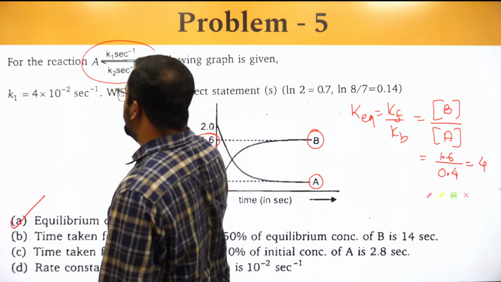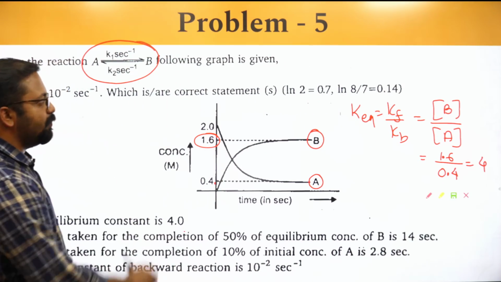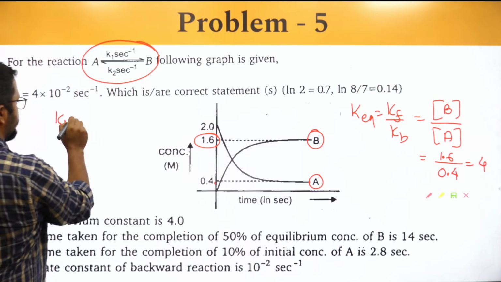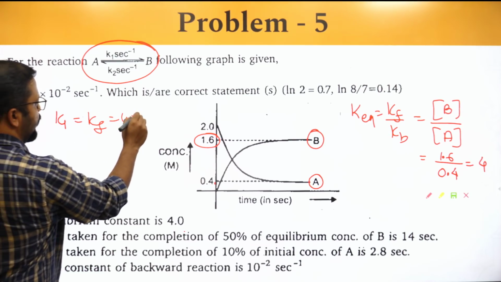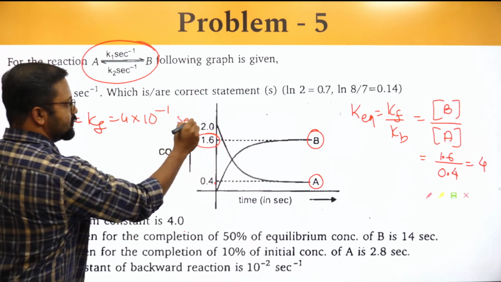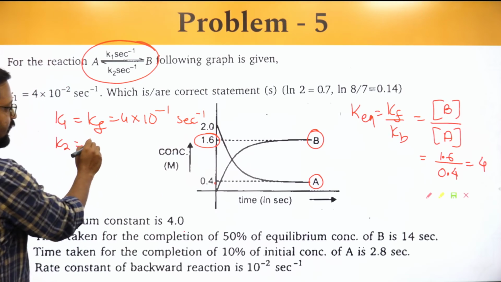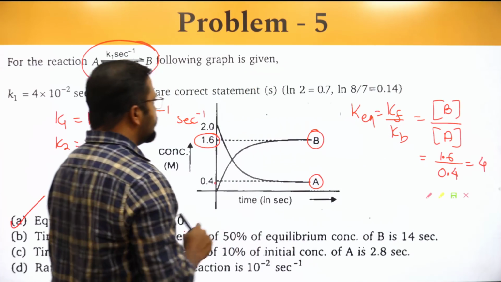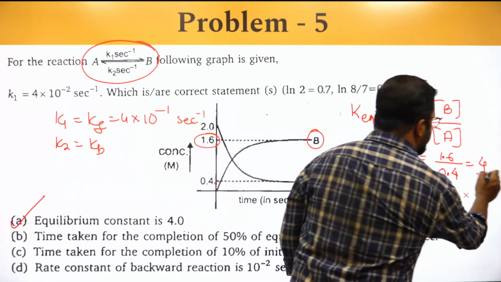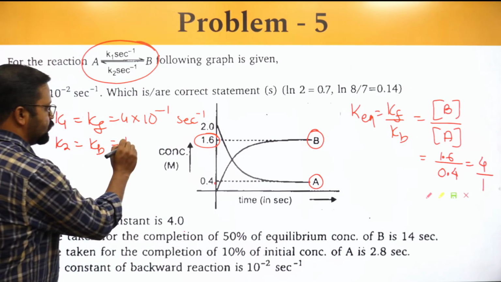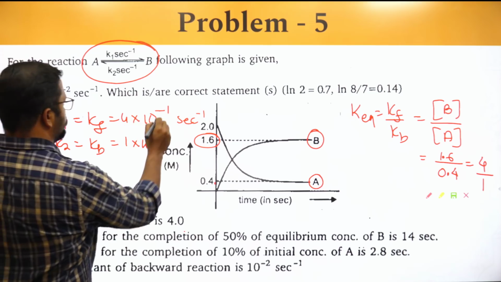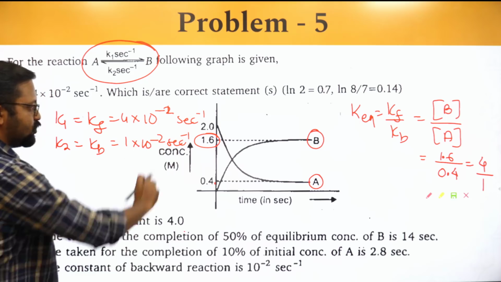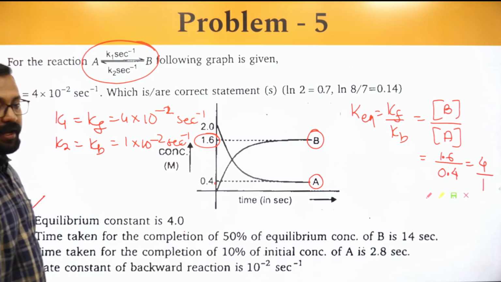Now whenever you see an equilibrium reaction, if K1 is 4, can you tell me? K1 is K forward, which is 4 times 10 raised to minus 2 second inverse. K2 will be K backward, and since it is in the ratio 4:1, can I write K backward as 1 into 10 raised to minus 2 second inverse? So the D option also becomes correct.